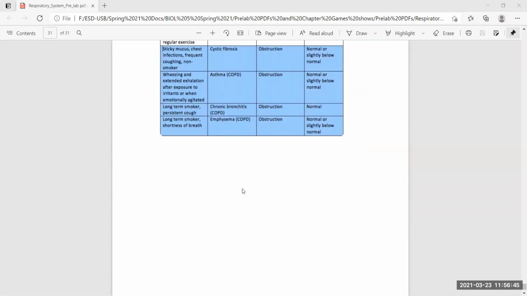Same thing here. So this is all about the pre-lab learning of the respiratory system, for your virtual lab and for the in-class, face-to-face lab. I have already posted the handout. Please go over them before you come to the lab on Thursday.